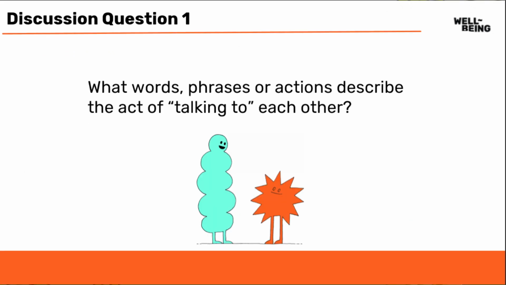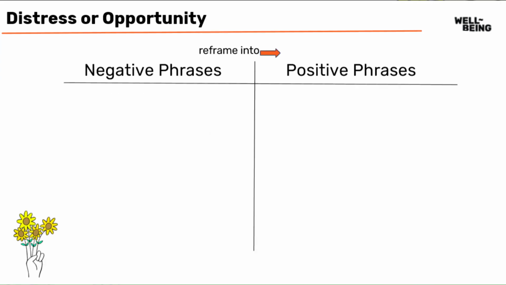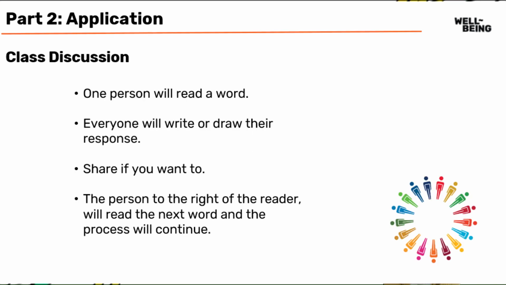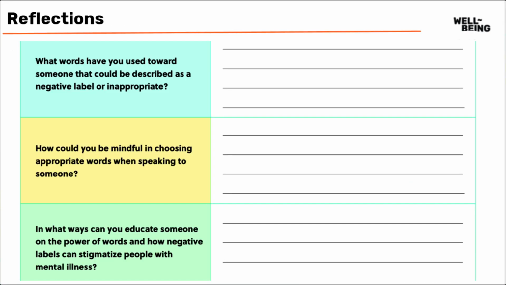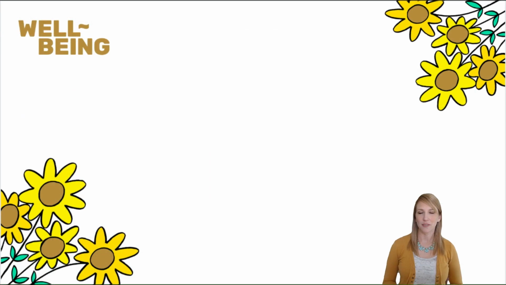And finally, lesson 4 is understanding language, which begins with tapping into your students' background knowledge of mental health language and the impact of the words we use. They will learn why word choice is important when communicating with each other and the impact of using inappropriate words. They'll also practice communicating a shared understanding and finally create an action plan to educate others on the power of words and labels that stigmatize mental health.